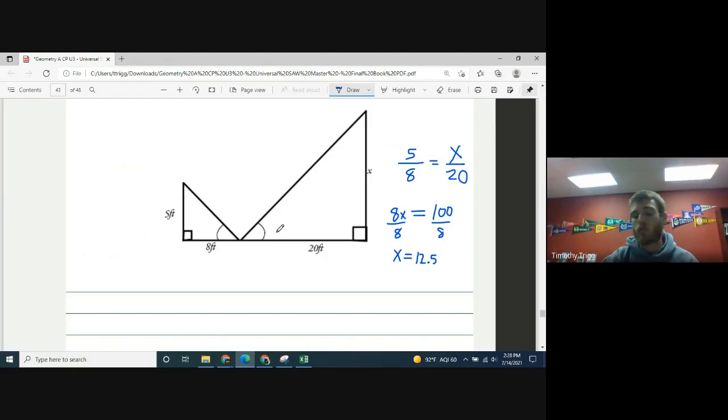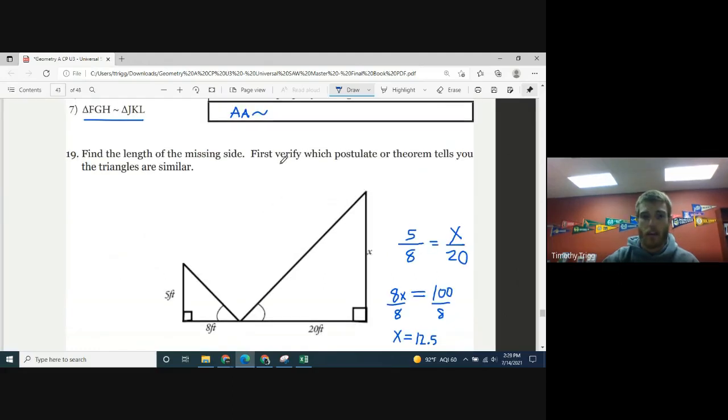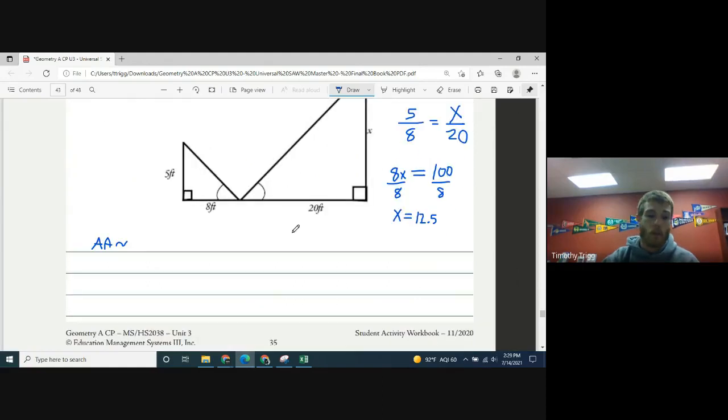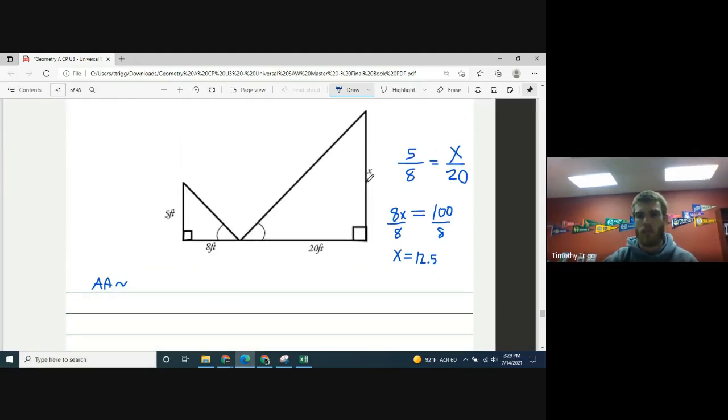Now, how do we know these two triangles are similar? Well, two angles from this triangle match two angles from this triangle. So you could say angle similarity, because it asks which postulate or theorem tells you that they're similar. You could have also used side angle side here as well. But, well, I guess you can't use side angle side because we don't know the side, but angle works.